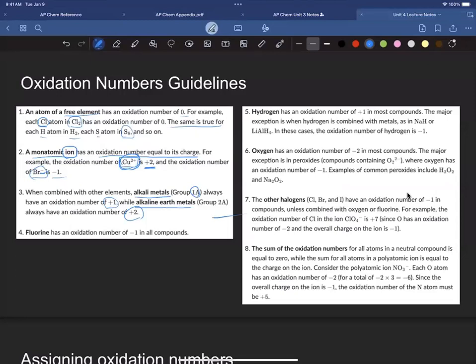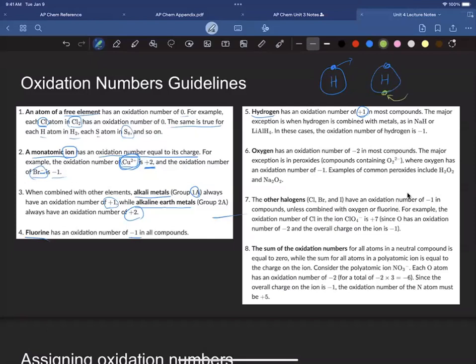Okay, so now here are some specific guidelines for particular elements. For fluorine, it has an oxidation number of -1. We talked about this, right? It has 7 valence electrons, so it would gain 1 electron. Now, hydrogen usually has +1. It has 1 valence electron, so usually it gives away the electron, but sometimes it achieves an octet by gaining an electron as well.